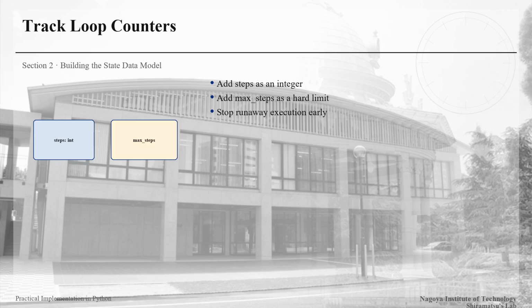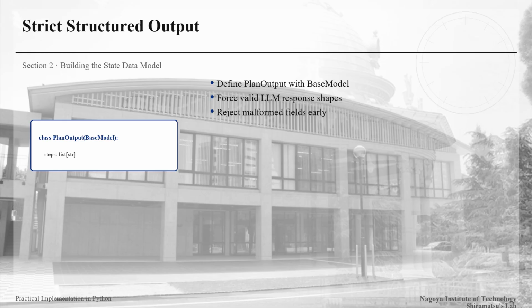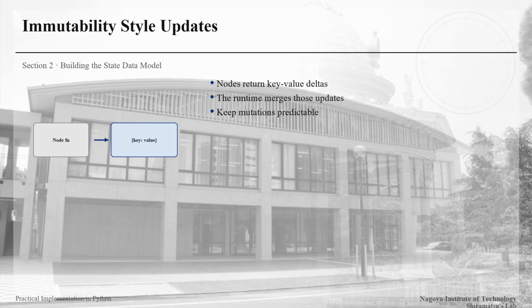Add steps and max_steps fields so the runtime can track execution limits. Use Pydantic models such as PlanOutput to guarantee structured LLM responses. Prefer returning key-value update dictionaries so the runtime merges changes cleanly into main state. Test initialization with a clean dict, such as empty messages and steps set to 0.